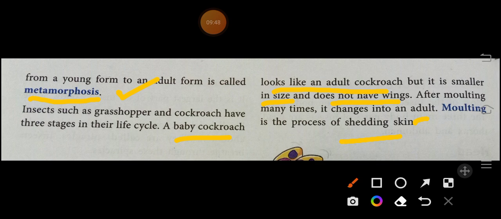The baby cockroach is a very bright white, and the adult is a dark reddish to brownish color. So when shedding skin, there will be many changes in its skin color. This process is called molting.